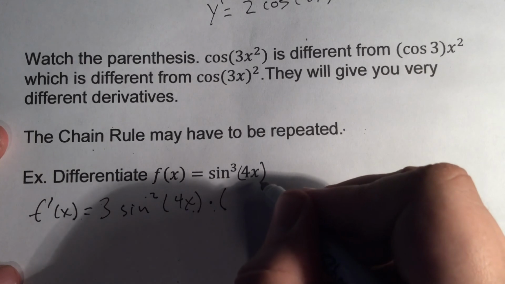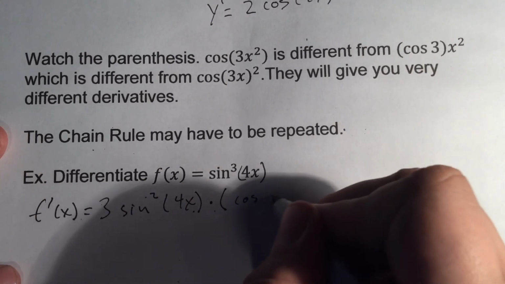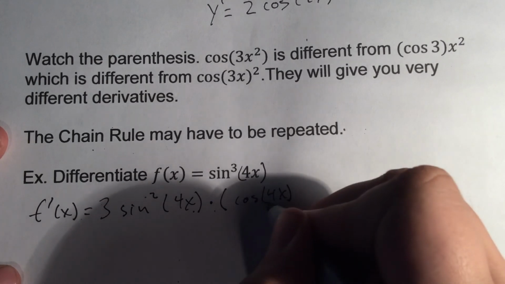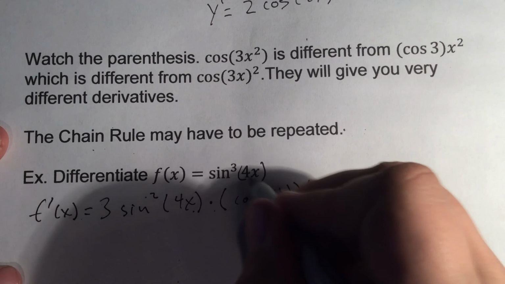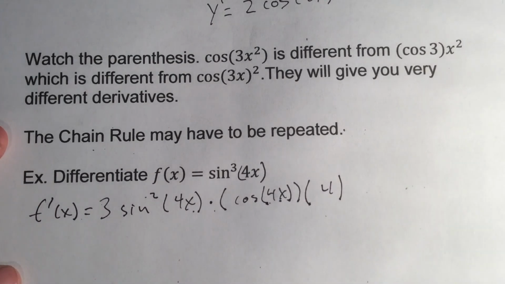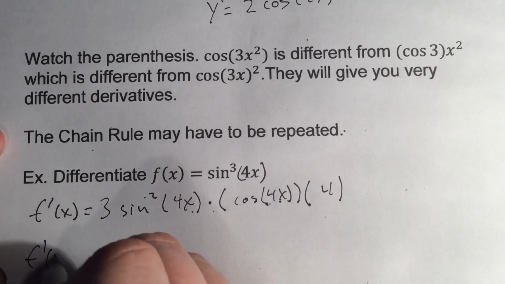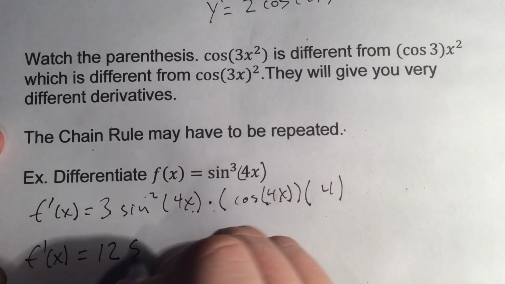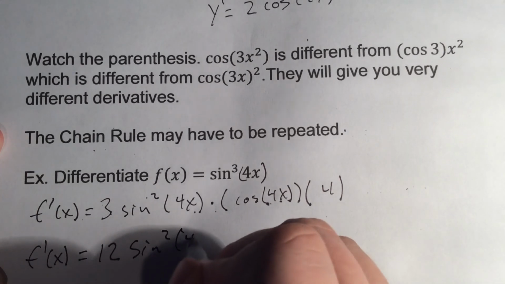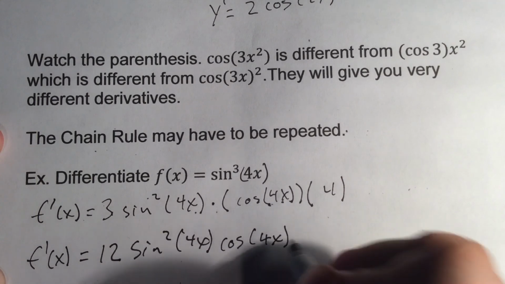Well, the inside function is sine of 4x. So derivative of sine would go to cosine 4x times, inside of that, derivative of the 4x would be a 4. So when we put this all together, the 3 and the 4 can go together and have 12 sine squared 4x cosine 4x is what that would go to.